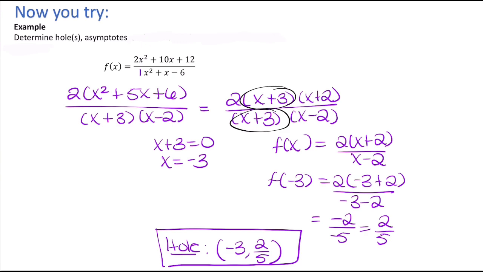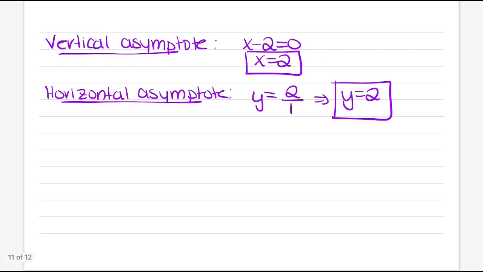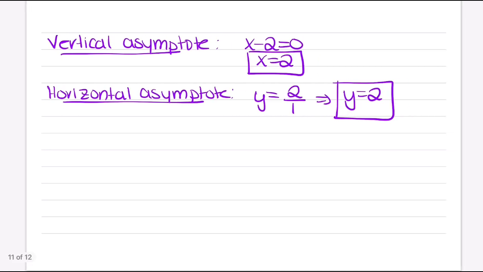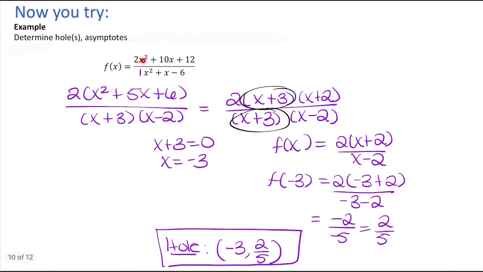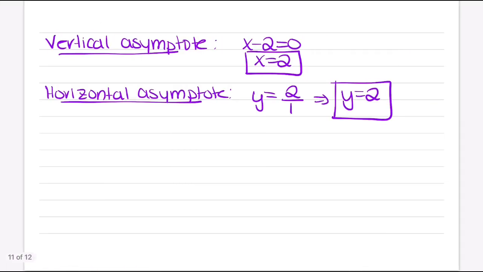So now let's go ahead and figure out the asymptotes. If we set this denominator x minus 2 equal to 0 and solve for x, we get a vertical asymptote at x equals 2. The horizontal asymptote will be at y equals 2 because notice that in the original function, the degree of the numerator and the degree of the denominator are the same. So the horizontal asymptote will be the ratio of the leading coefficients, which is 2 over 1. That reduces to 2. So now let's look at the graph.